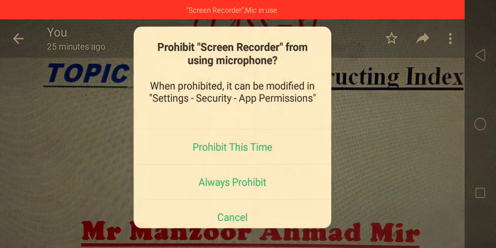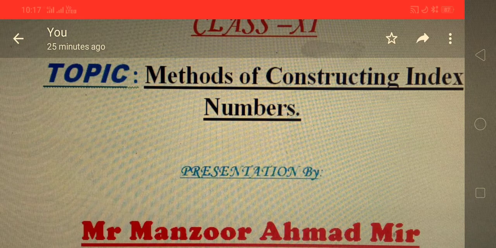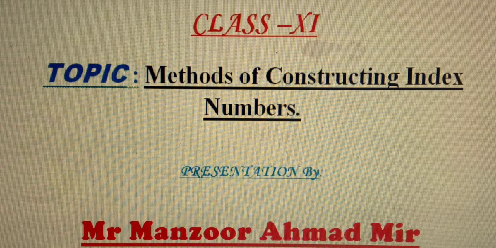Okay, students, today we will discuss another important topic, that is methods of constructing index numbers. All of you are aware that in our previous lecture we have discussed what is meant by index numbers, and their features. And today we will discuss what are the methods which are used for constructing index numbers.